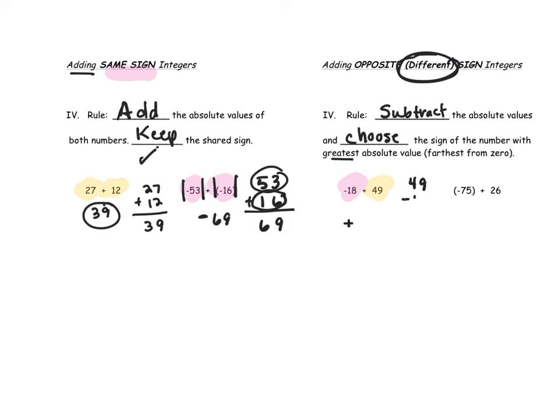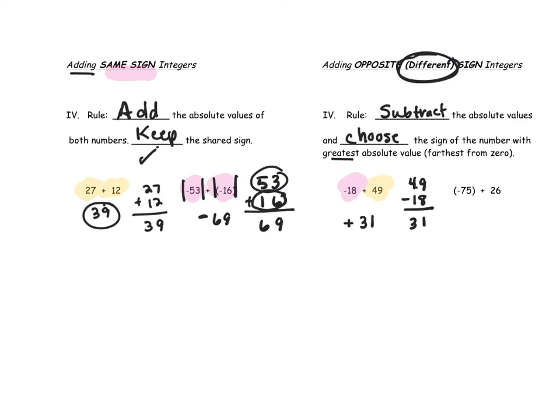And then I'm going to subtract the number with the lowest absolute value. So 9 minus 8 is 1. 4 minus 1 is 3. And so I'm going to have 31 leftover chips, or counters if you want to think of it that way. So the answer is positive 31.